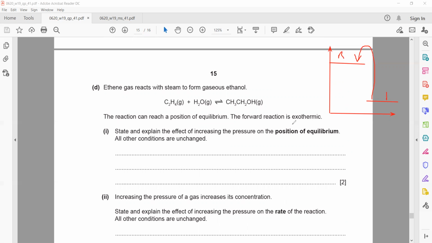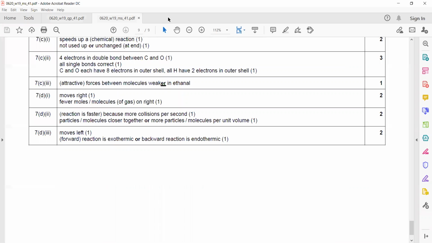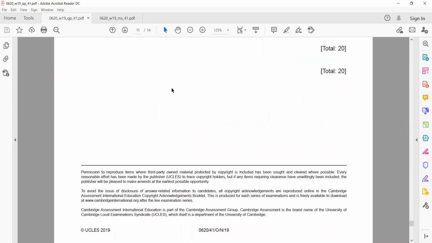If the reaction is exothermic and I increase the temperature, the products will absorb most of the energy and the equilibrium will shift towards the left-hand side. The rate of the reaction will increase, but the shifting of equilibrium is towards the left-hand side. So you can see it moves towards the left. The forward reaction is exothermic, so the backward reaction will be endothermic. Is it clear? The last question.